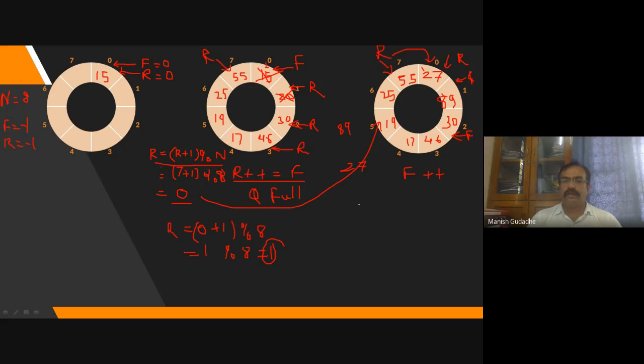Now I wish to add, let us say, 97. What will happen? I want to add 97. In the same case, R will be equal to 1 plus 1 divided by 8. Maybe 2 divided by 8, remainder will be 2. R is equal to 2, but it is equal to F now. So as F is already pointing to that position, that means it is having some element in it, and I cannot add the element any further.